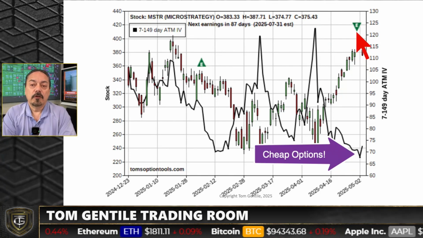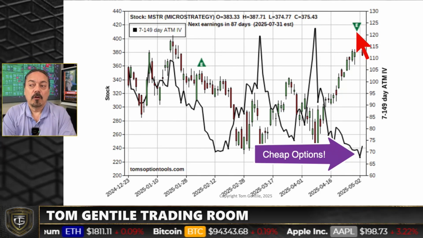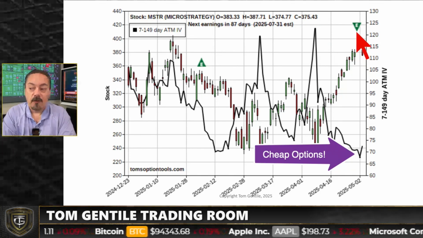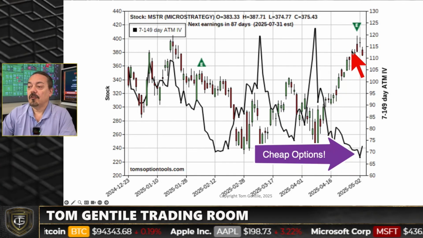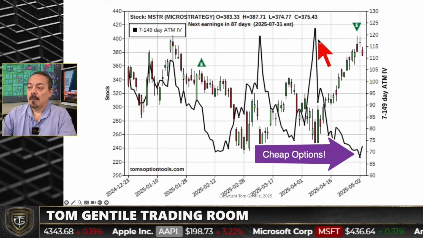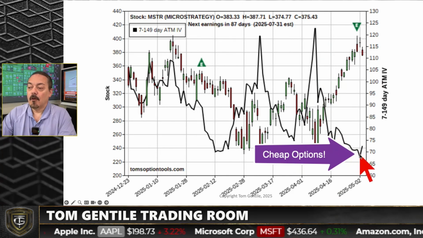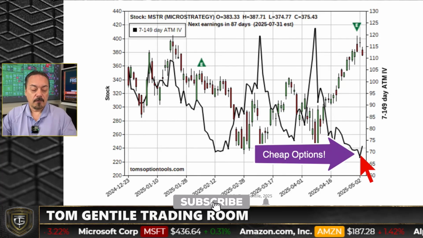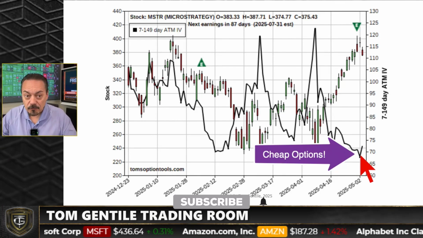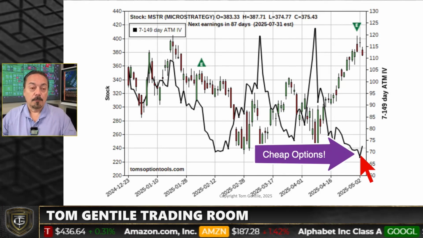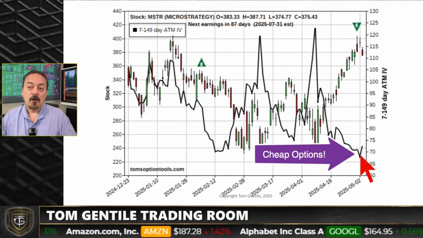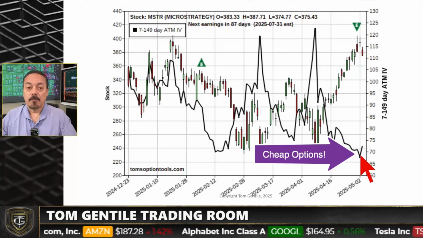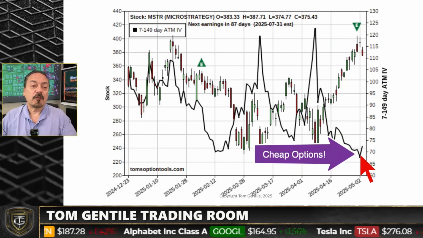So you can get a really good idea of what MicroStrategy is likely to do based on the price of Bitcoin. So MicroStrategy's up, and MicroStrategy's options have come way down. They are as cheap as they've been in the course of a year. So if you like MicroStrategy options and you're bullish, you might be looking at buying calls. If you're bearish, you might be looking at buying puts because they're as cheap as they've been.